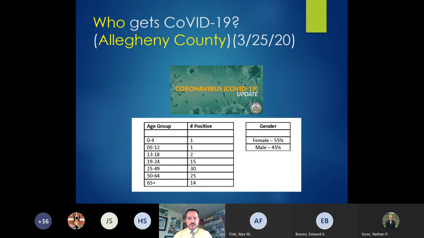So here's where we are in terms of Allegheny County. And again, these numbers reflect that it's not just the elderly that are getting infected. We are seeing 30 in that 25 to 50 age group. I realize it's a big age group, but it's important to recognize that there are a significant number of confirmed cases in younger people. And so it's not just the elderly. Again, we see 15, 30, obviously a small sample size, but relevant to us. These are the numbers from Allegheny County.